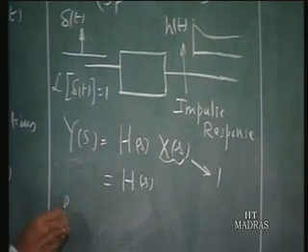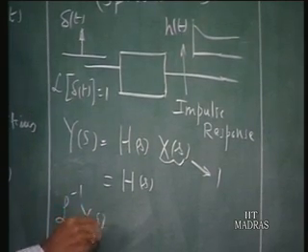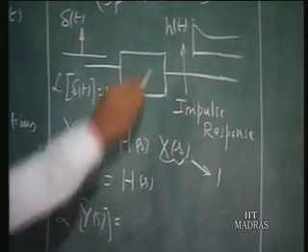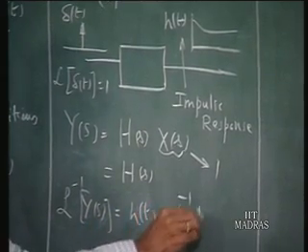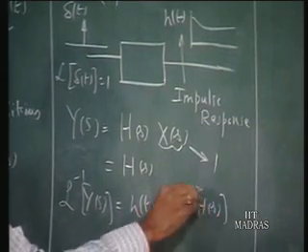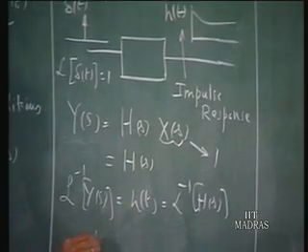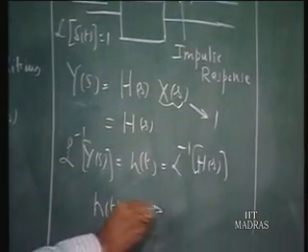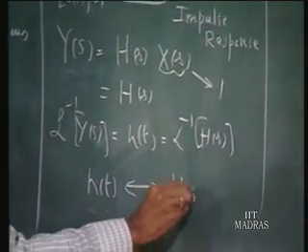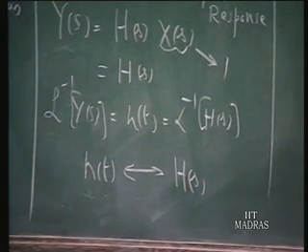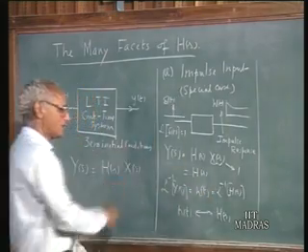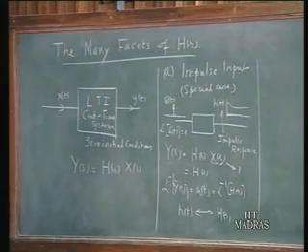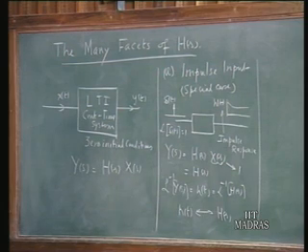So the inverse Laplace transform of y of s, which in our particular case is h of t, is the inverse Laplace transform of h of s. In other words, the impulse response h of t and the system function form a Laplace transform pair, and it is in anticipation of that we use the symbol h for the impulse response and capital H for the system function. So this is a very important result.